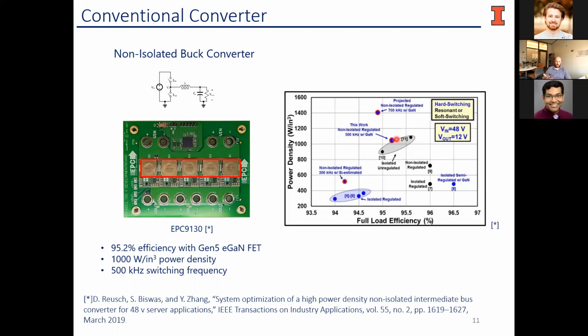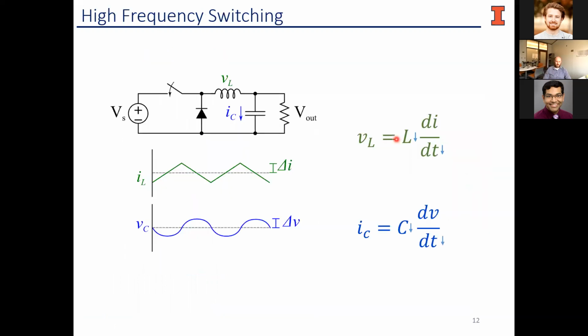And you might think, okay, so is this the best we can do? In general, when we're looking at how to decrease the size, we generally look at going to higher frequency, right? So if we look at, for example, the ripple on our inductor and look at the fundamental equations, VL is equal to L di/dt. Well, if we decrease our dt, otherwise known as increasing our switching frequency, we can shrink the size of our L and still have the same ripple given a certain voltage.